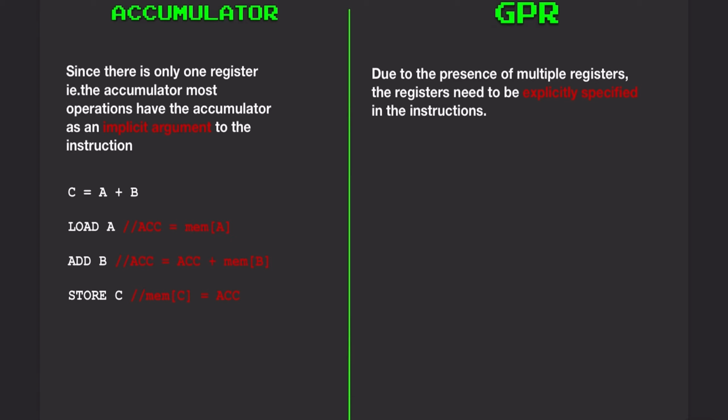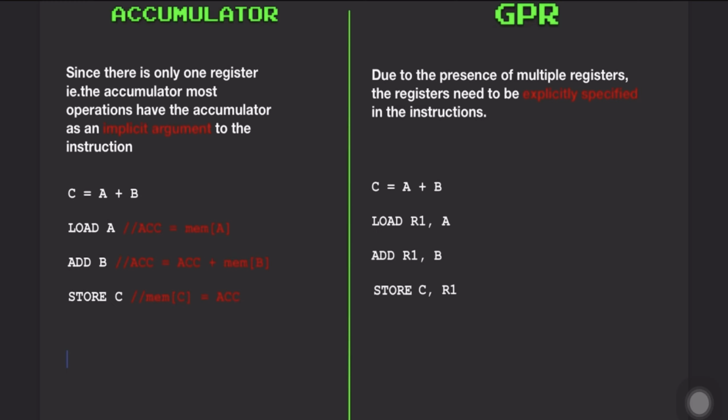In contrast, in a GPR model, since there are multiple registers, the registers are explicitly specified in the instructions. Example: to perform the operation C equals A plus B, load R1, A. Data from location A is being loaded into R1. Add R1, B. Data from location B is being added to R1. Store C, R1. Data from R1 is being stored in the memory location of C.